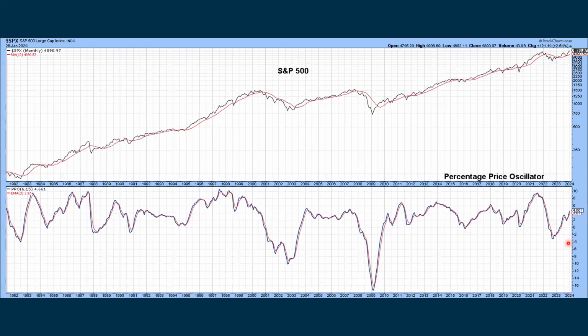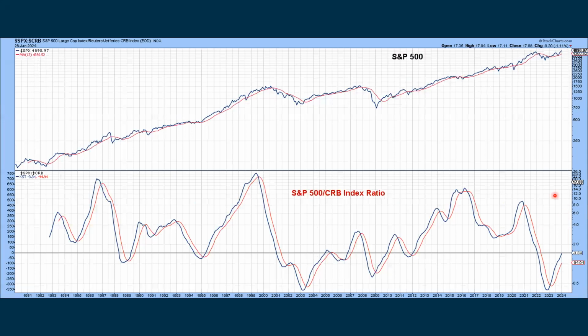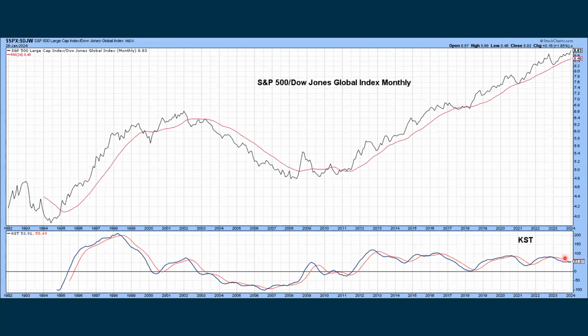Then we look at a monthly chart of the S&P 500. It's above its longer term moving average. That's positive. We're also seeing the percentage price oscillator, or PPO, continue to go up. So longer term, the S&P is still in an uptrend. Then we look at the S&P on top, and then we do a ratio between the S&P and commodities longer term on the bottom. And even though the CRB index did pretty good in 2023, longer term stocks continue to outperform commodities.